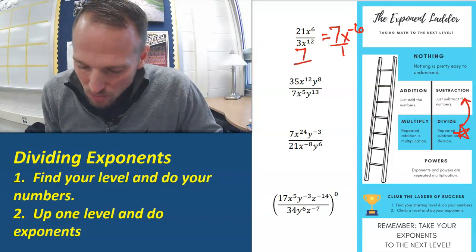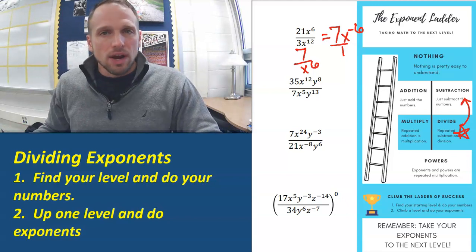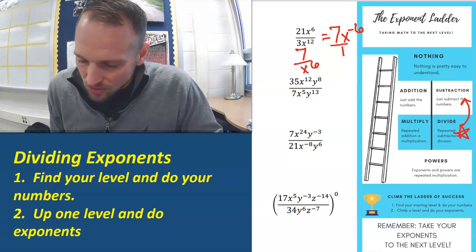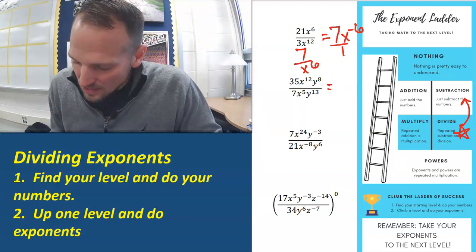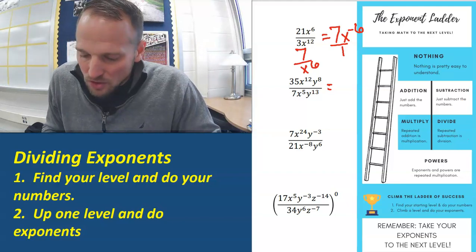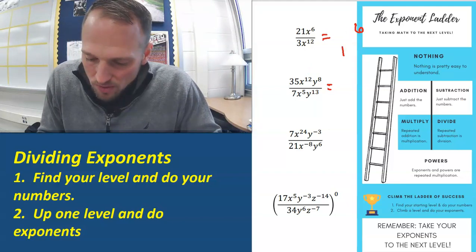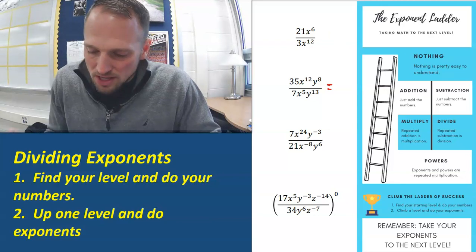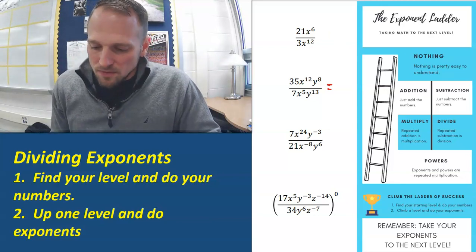So the best way to write this is just going to be 7 over x to the 6th. Let's look at the next one. Next one again. We are going to, first step, find the level. Well, we're looking at a fraction. It's pretty easy to see that this is a division problem.